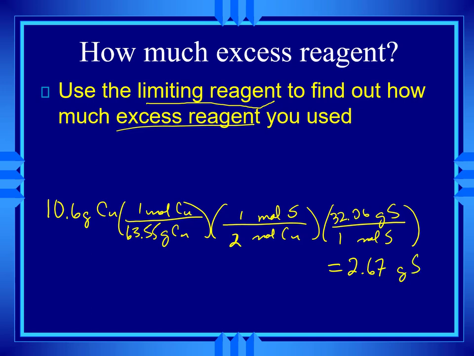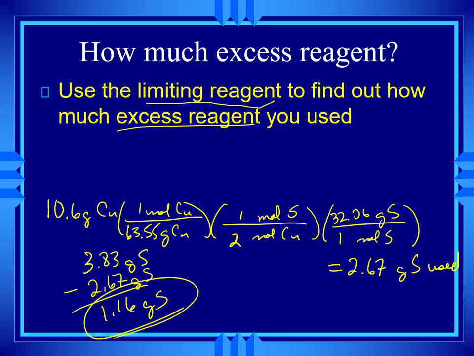grams of sulfur. The reason why I knew that I had done something wrong and I could check it right there, is because my answer without that 2 came out bigger than the initial amount. Remember, I started with 3.83 grams of sulfur. This 2.67 is how much I used. So if I subtract those two, 1.16 grams of sulfur left over. And that's how much I have left over.